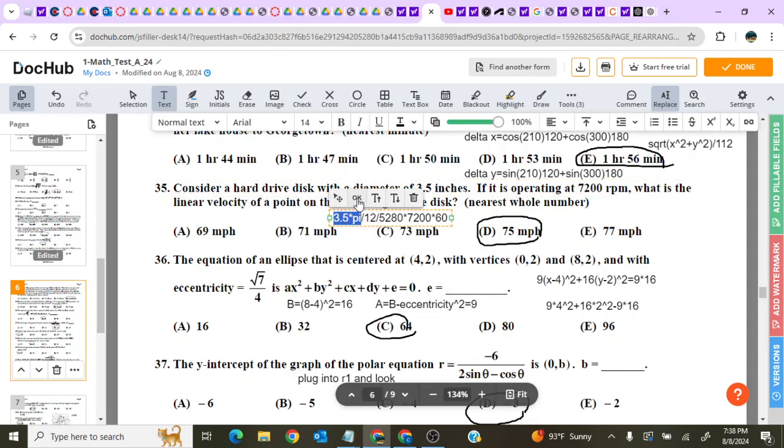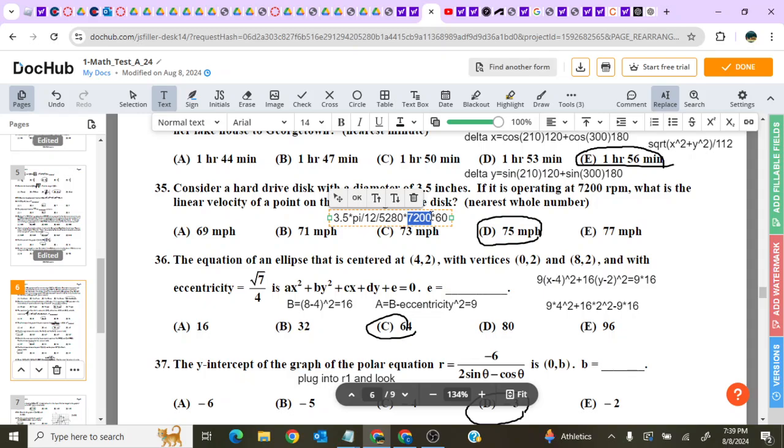And then, since we're looking for miles per hour, we're going to convert it to miles: divide by 12 to convert to feet, divide by 5280 to convert to miles, and then you have to multiply by the number of rotations per minute. Since there are 60 minutes in an hour, you have to multiply by another 60 to figure out how much happens in an hour. Do that, you get a value of 75 miles per hour.